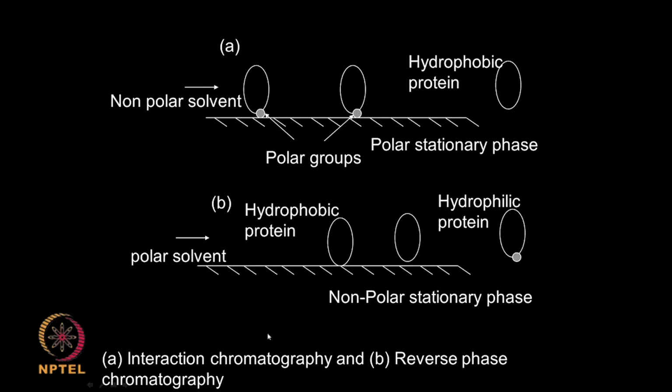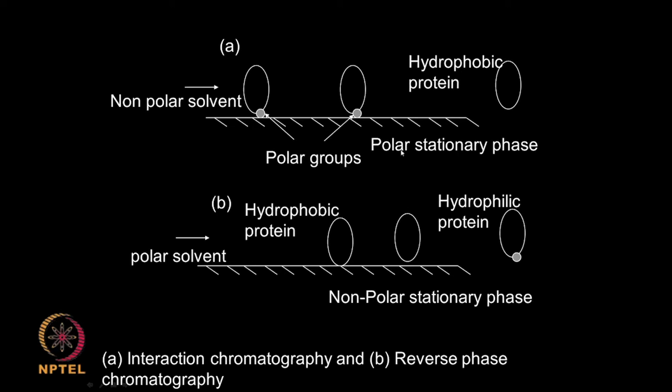Now, there is interaction chromatography. Here you are looking at a polar stationary phase, and then you are using a non-polar solvent. What is a non-polar solvent? It could be hexane, it could be toluene and so on. A polar stationary phase is normal chromatography. Whereas, in reverse phase chromatography, you have a non-polar stationary phase, that is the hydrophobic interaction chromatography, and you are using a polar solvent like water.